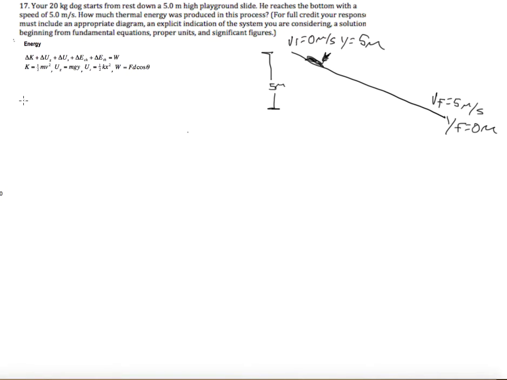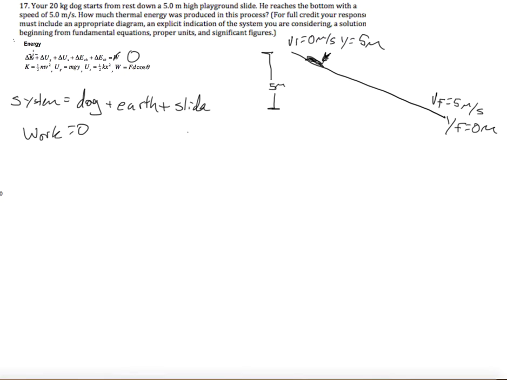So we can start to think about our energy stuff. So our system is going to be the dog plus the earth. And we're going to include the slide because we're generating thermal energy, so friction's involved. We can say that work equals 0 because nothing outside the system is acting on it, and the system's not acting on anything outside itself. So we can say work is 0.